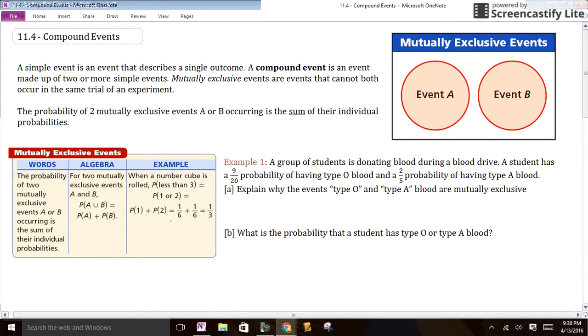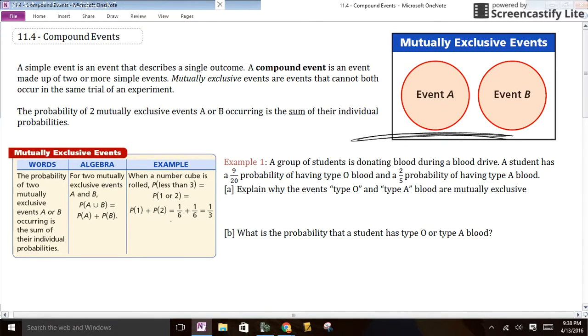Now, these are events that you have to worry about, like, do they share some stuff in common or don't they? So let's get started with mutually exclusive. The first thing you want to know about mutually exclusive is that the two events can't be in the same kind of bubble.